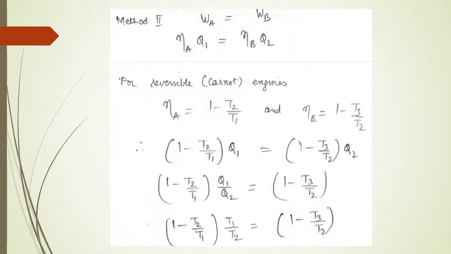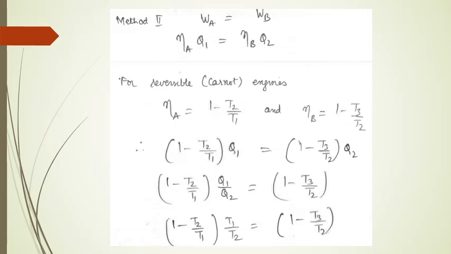This could have been done by an alternative method, as work done by engine A is equal to work done by engine B. So we can write work in terms of the product of efficiency and heat supplied. So it is efficiency of engine A times heat supplied to engine A, which is equal to efficiency of engine B times heat supplied to engine B.